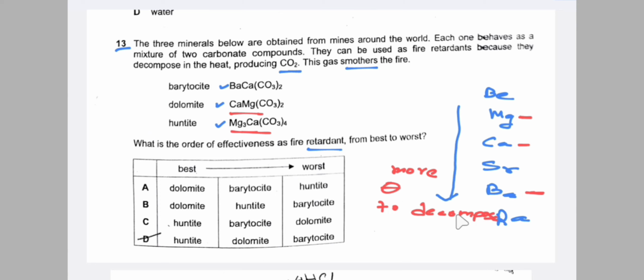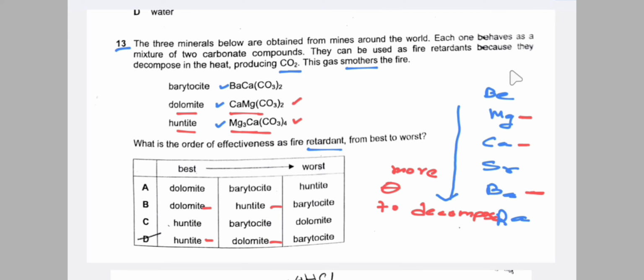So more temperature is needed to decompose, that means calcium and magnesium compounds are up the group, so they need less temperature to decompose. That's why the best use as the fire retardant could be dolomite or huntite. So it could be either dolomite or huntite, that is B. So which one is the best?